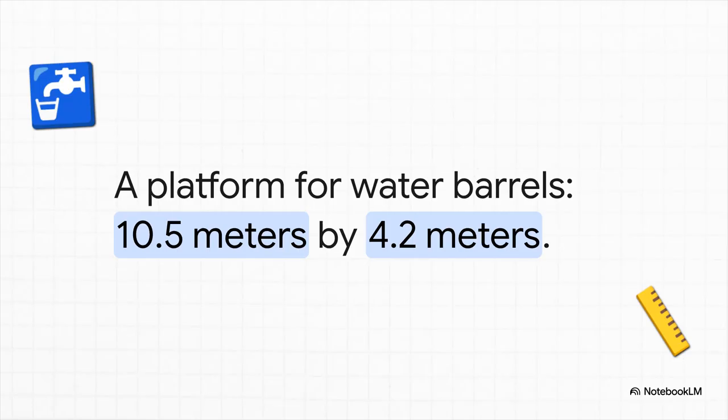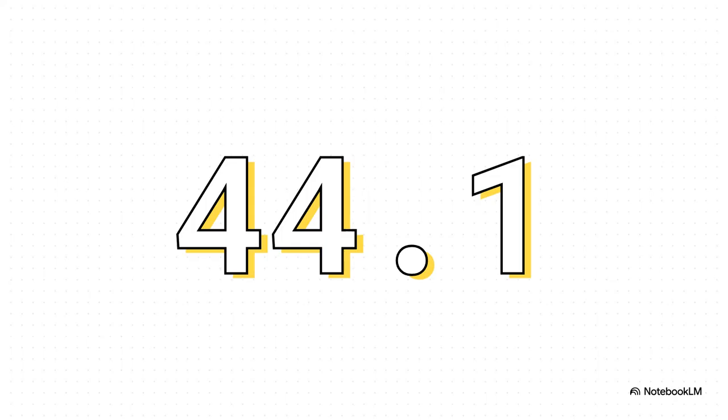Now here's what's really cool. This isn't just for the animals. You have to plan for all your resources too. A platform for storing barrels of fresh water is absolutely essential. This spot measures 10.5 meters by 4.2 meters. So how much floor space is that going to take up? And the answer is 44.1 square meters. With that simple calculation, the freshwater supply is mapped out and secure, all thanks to our simple little formula.